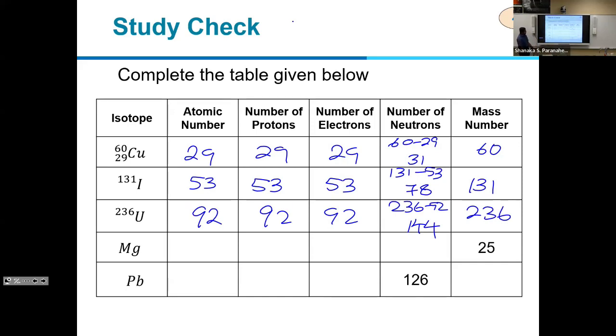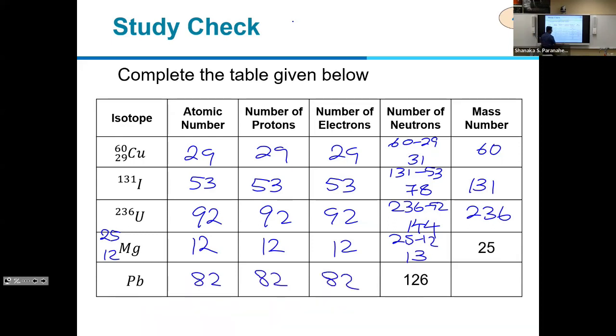The next one is magnesium. The mass number is given in that column, so it's 25. So magnesium is 12: 12 atomic number, 12 protons, 12 electrons. It's going to be 25 minus 12, which is 13 neutrons. Lead, 126 neutrons. So lead is 82, 82 protons, 82 electrons. 82 plus 126 is 208. So that's the mass number.